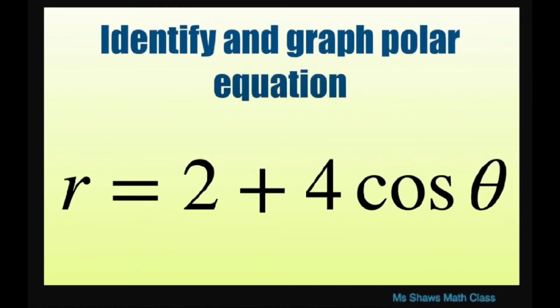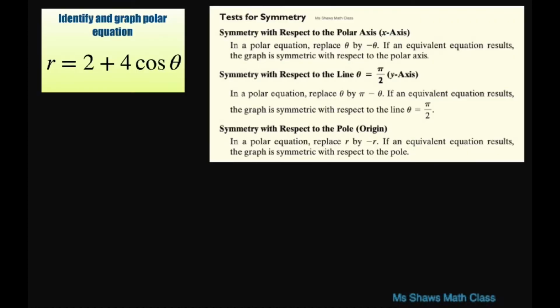Everyone, we're going to identify and graph the polar equation r equals 2 plus 4 cosine of theta. This is a Limacon with the inner loop. That's the identification. I'm going to show you the form in a few moments. Right now, let's test for symmetry for our graphs, so we can graph half of the graph and then just use symmetry to graph the other part.